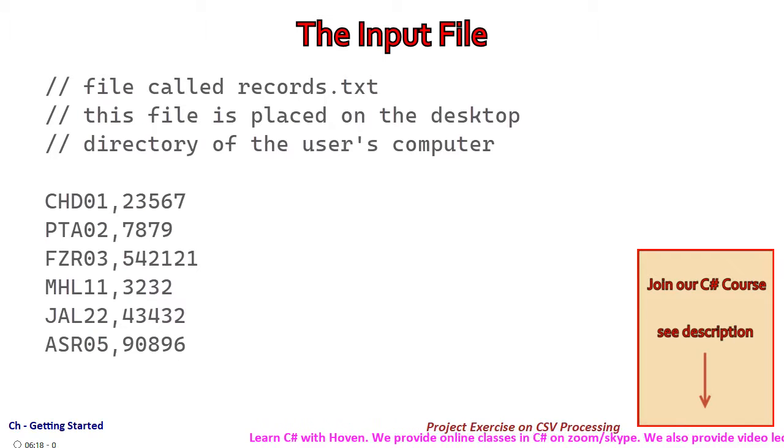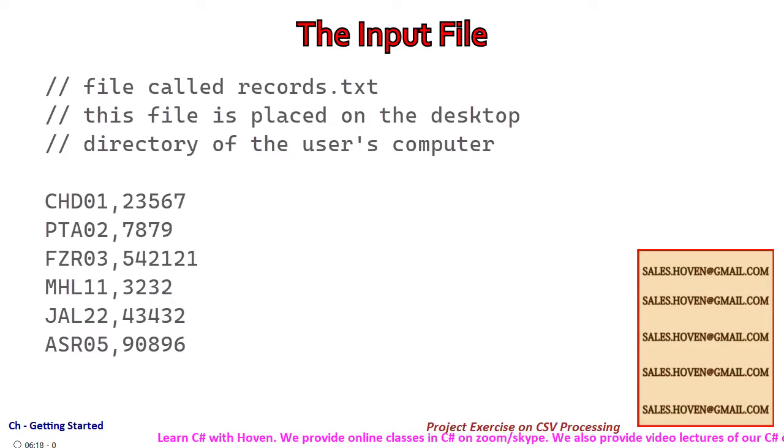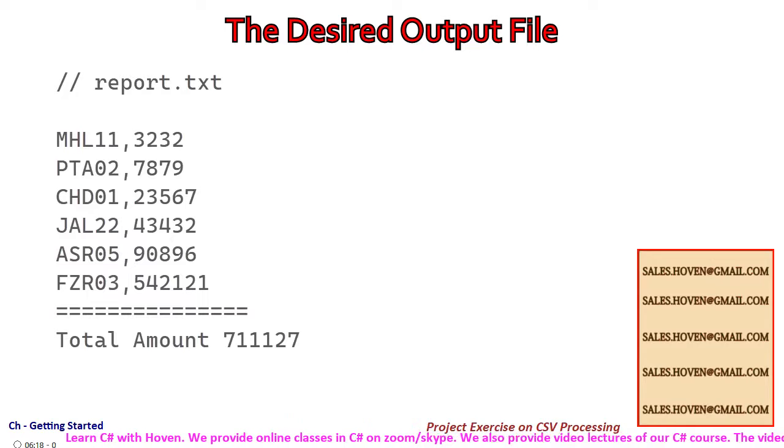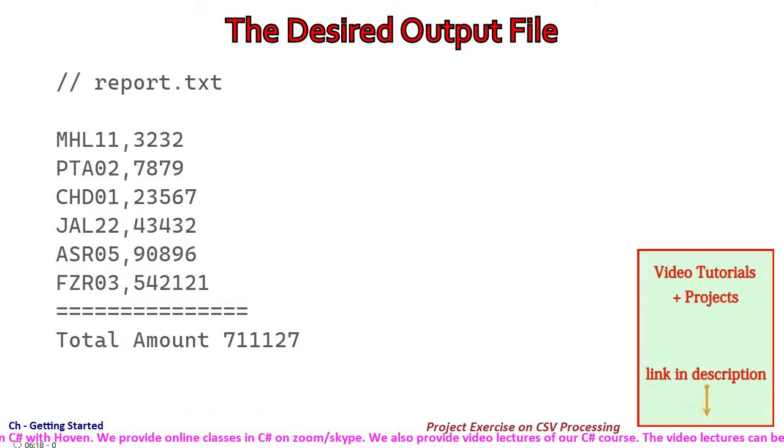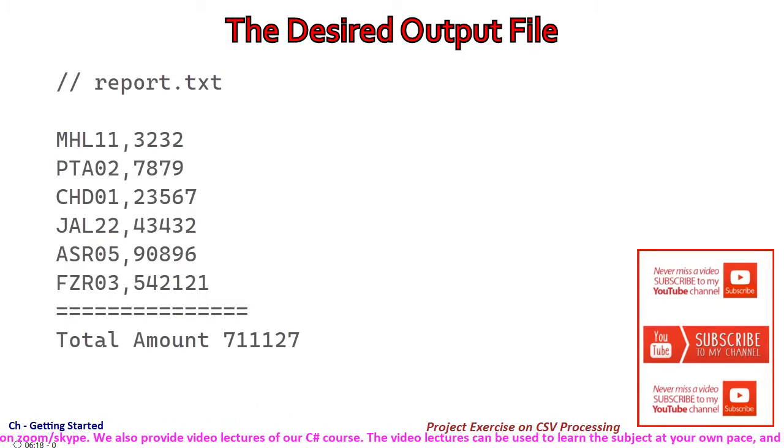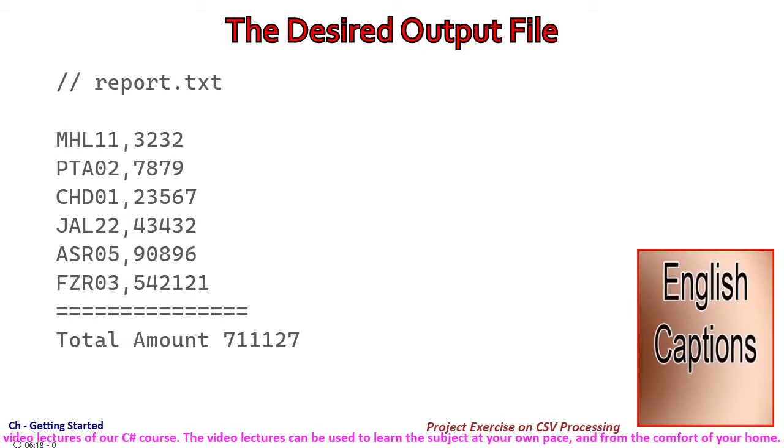amount. We have to process the file and produce an output file called report.txt. This file contains the same records but sorted in ascending order of the bill amount. The sum total of all the bills has to appear at the end.